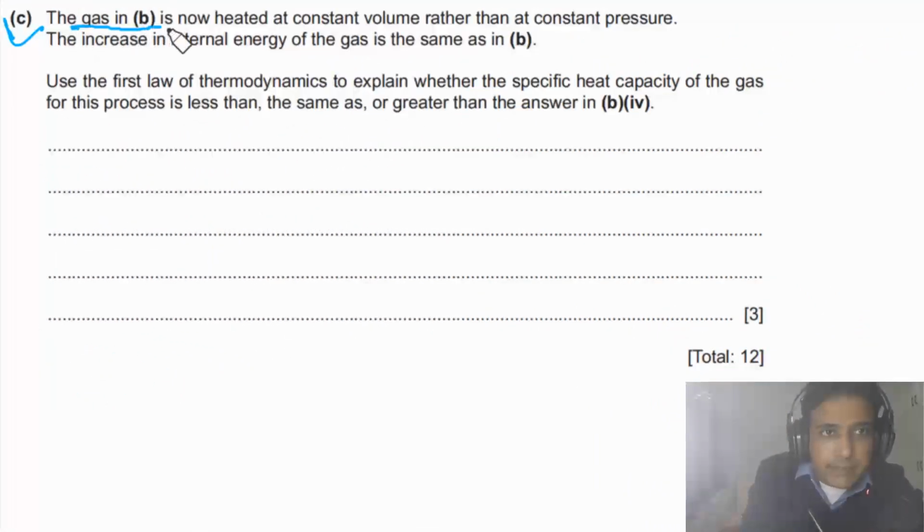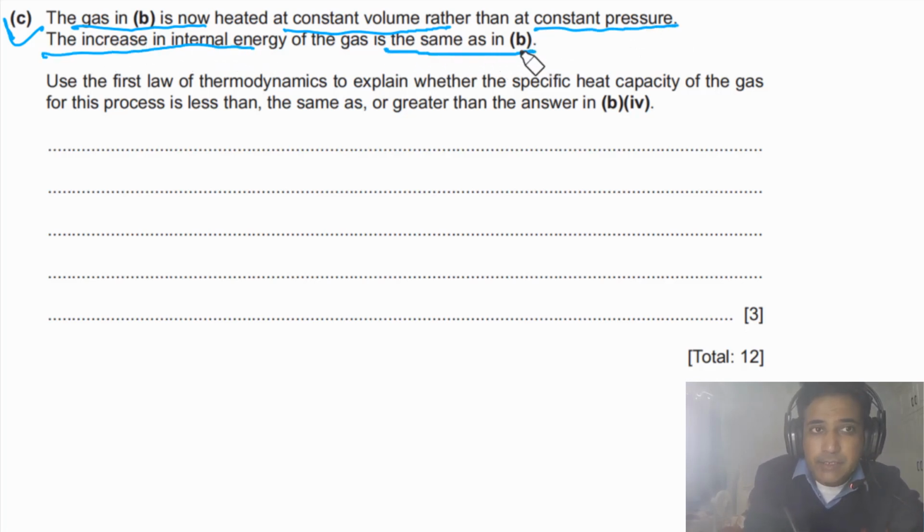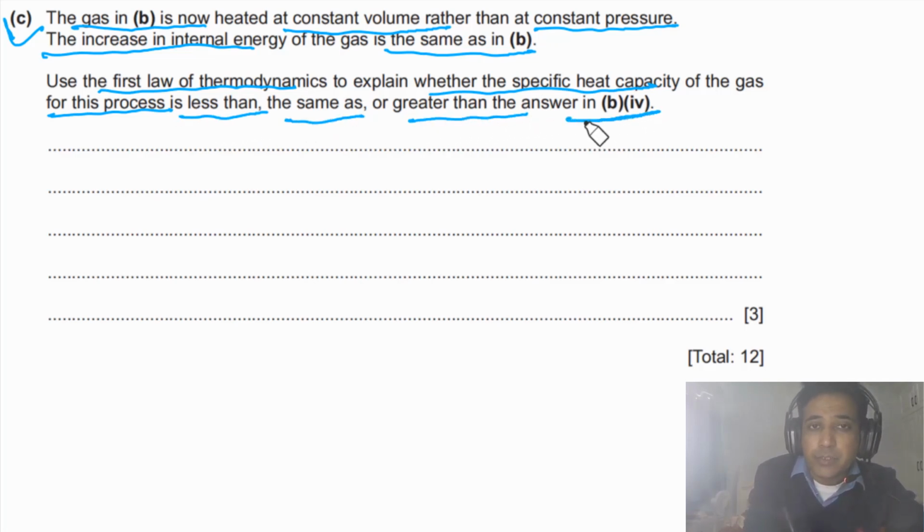Part C says the gas in B is now heated at constant volume rather than at constant pressure. The increase in internal energy of the gas is the same as in B. Use the first law of thermodynamics to explain whether the specific heat capacity of the gas for this process is less than, the same as, or greater than the answer in B4.